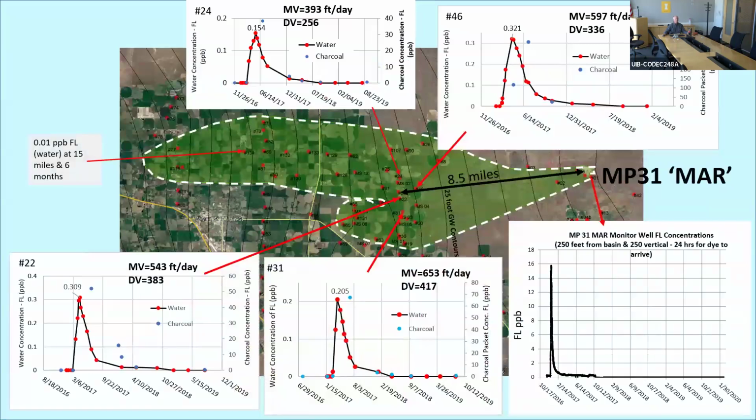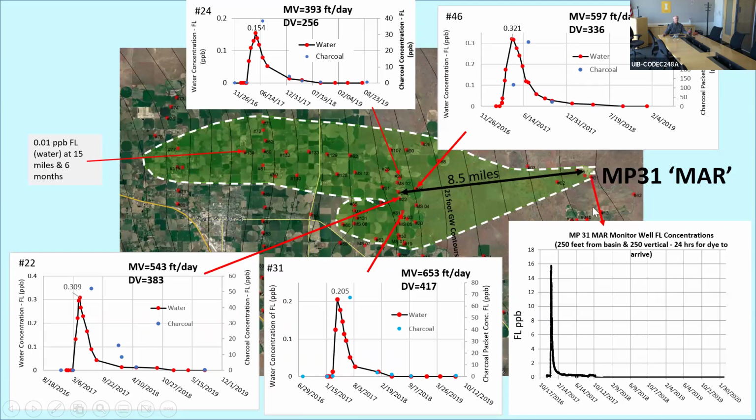So the Milepost 31 recharge site is located east of the town of Jerome. This is the town of Jerome here, about 15 miles out in the desert along the Milner-Gooding Canal, where we turn water out of the canal into a closed basin for aquifer recharge.